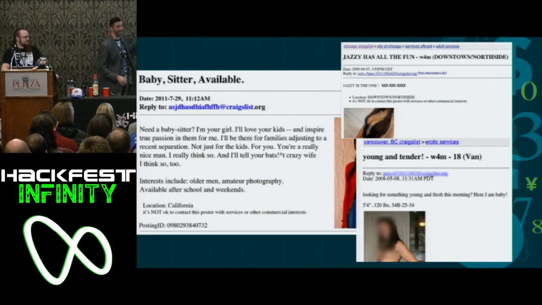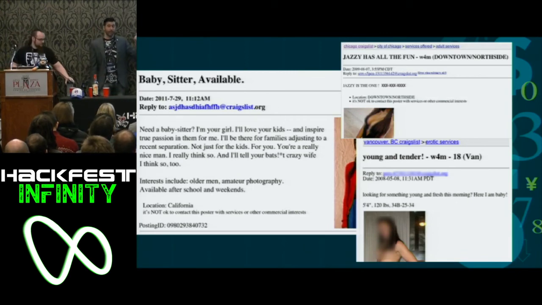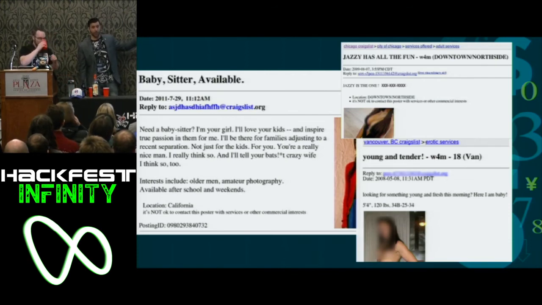This is the best Craigslist ad I've ever seen. She's being so subtle. So this is human trafficking, and it's a terrifying thing that's happening. This is a person who's being forced into sex slavery, and this is her pimp posting things on Craigslist.